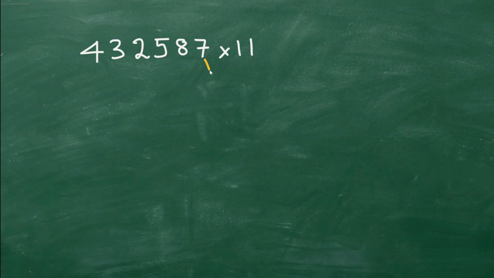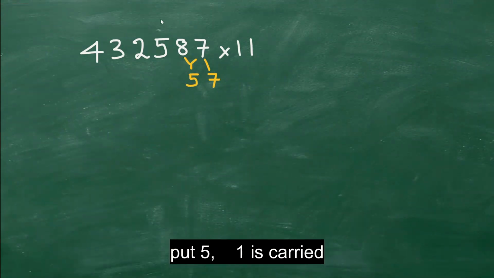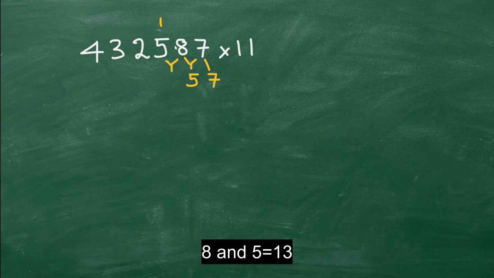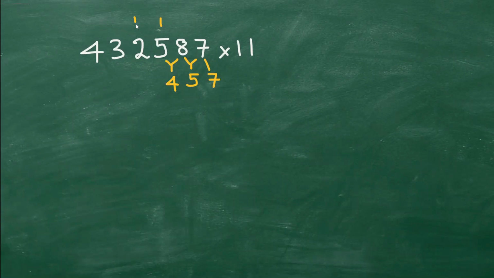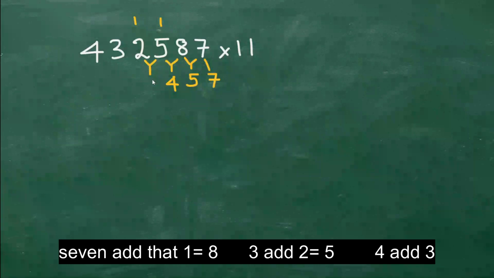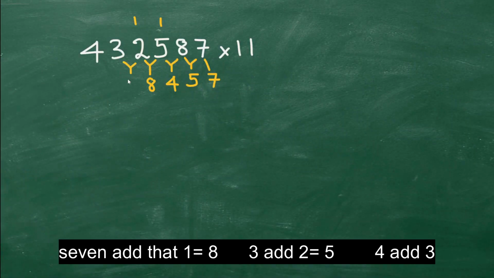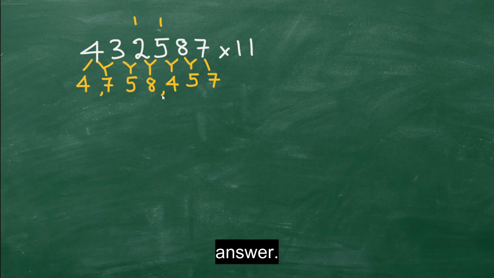So let's do it. 7 here. 8 add 7 is 15. You put 5. 1 is carried. 8 add 5, 13. Add that 1, 14. You put 4 here. 1 is carried. 2 add 5, 7. Add that 1, 8. 3 add 2, 5. 4 add 3, 7. And this 4 at the end. And you get the final answer.